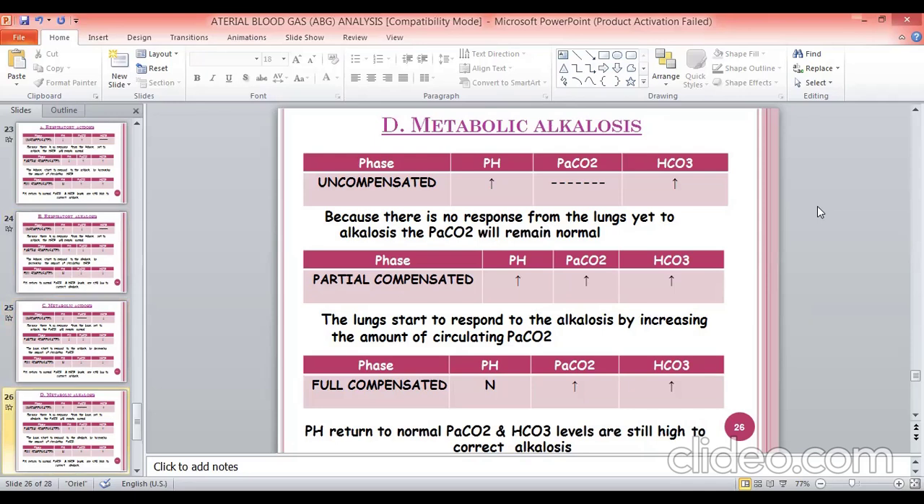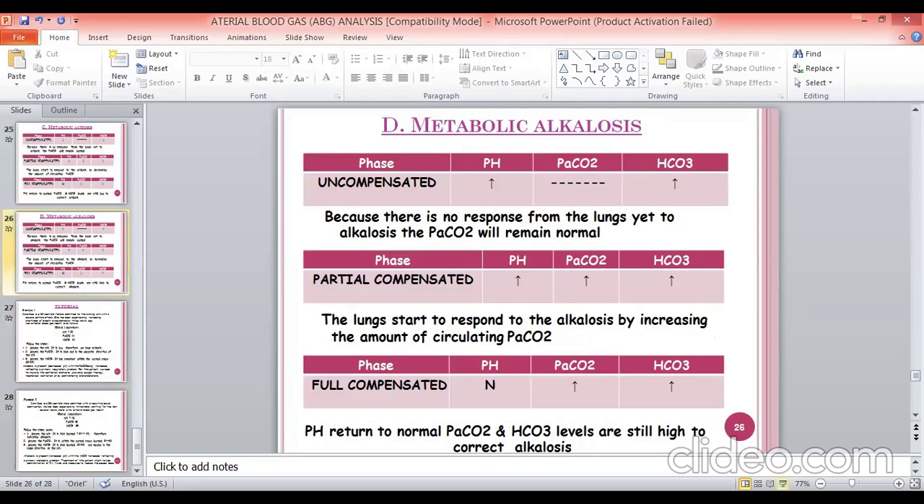The causes of metabolic alkalosis may be excess ingestion of sodium bicarbonate, excess loss of HCl due to vomiting, excess production of adrenal cortical hormones during Cushing syndrome, and hypokalemia. All these are causes of metabolic alkalosis. So this is all about the applied aspect of acid-base balance.